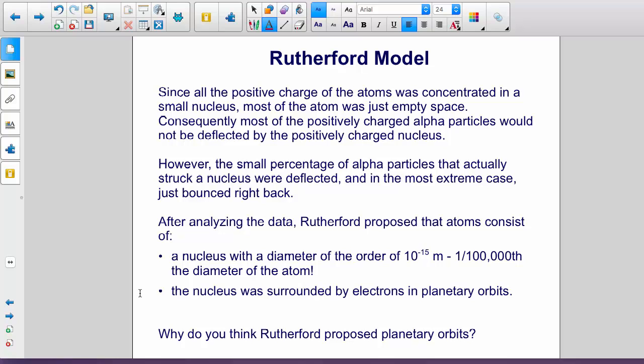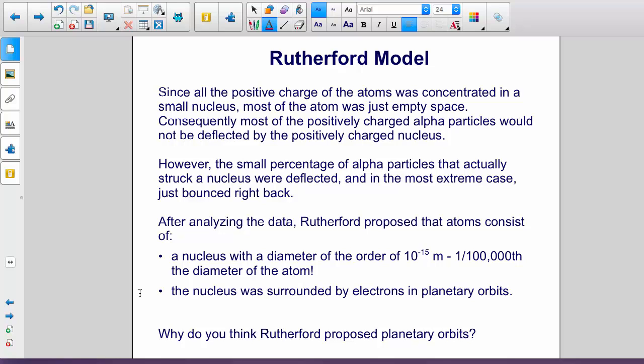After analyzing the data, Rutherford proposed that atoms consist of a nucleus with a diameter of the order of 10 to the minus 15 meters, 1/100,000th the diameter of the atom, and that nucleus was surrounded by electrons in planetary orbits.